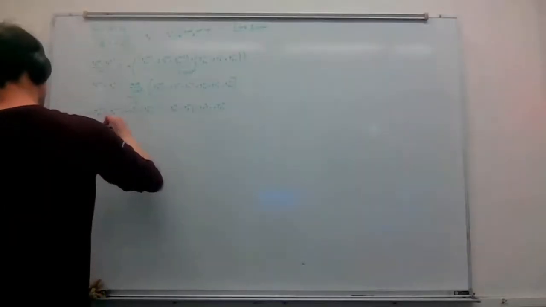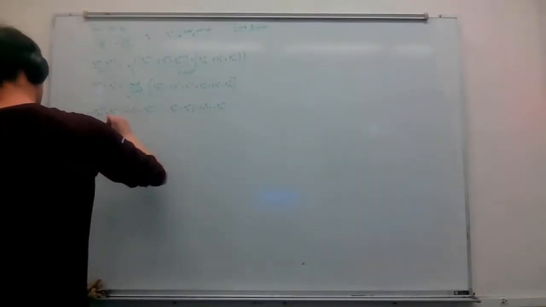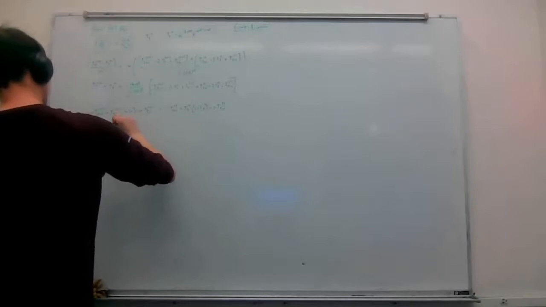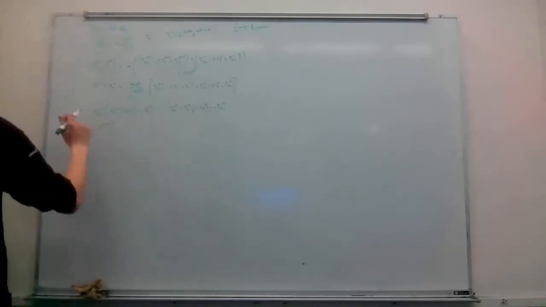So starting on the left, we're going to factor out t sub j to the n plus 1. And then inside these brackets, we're going to have a negative r.